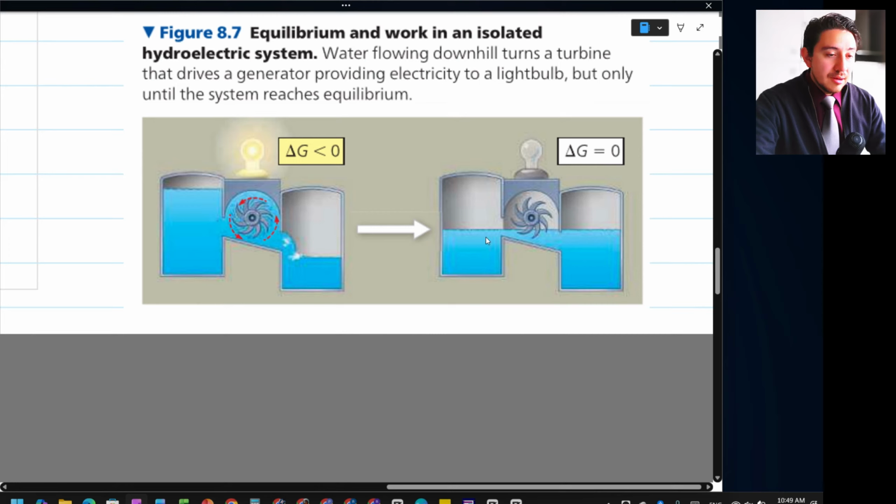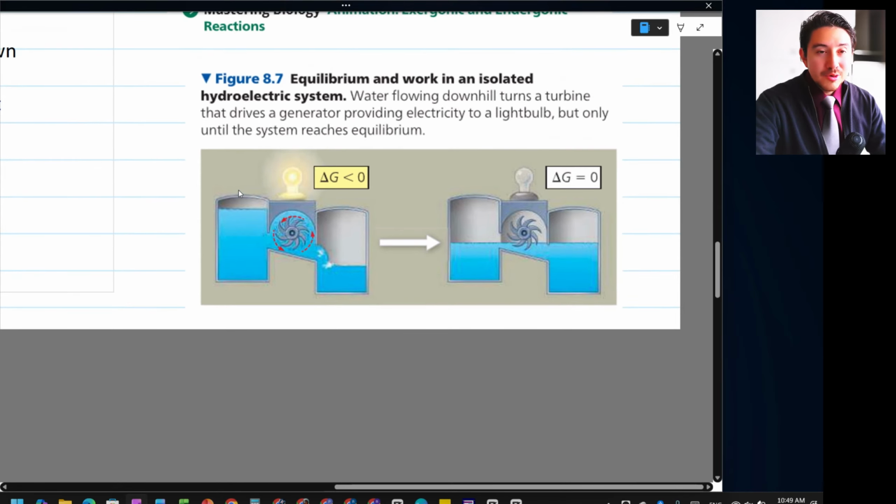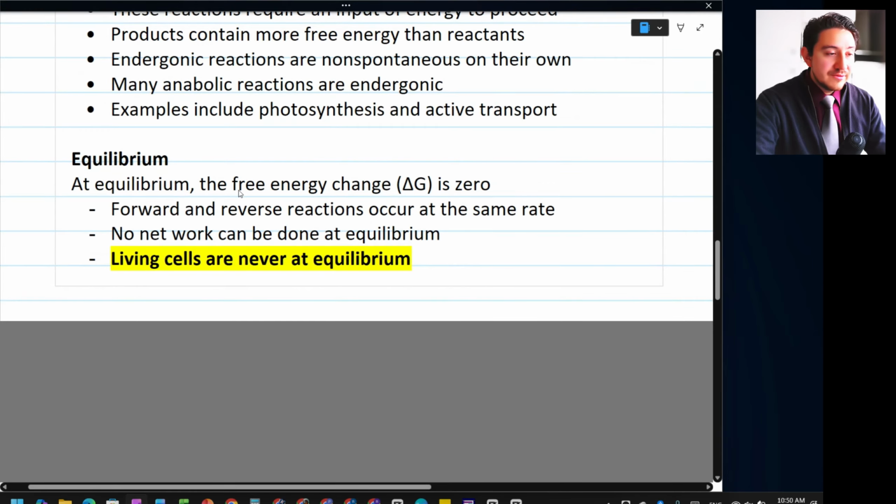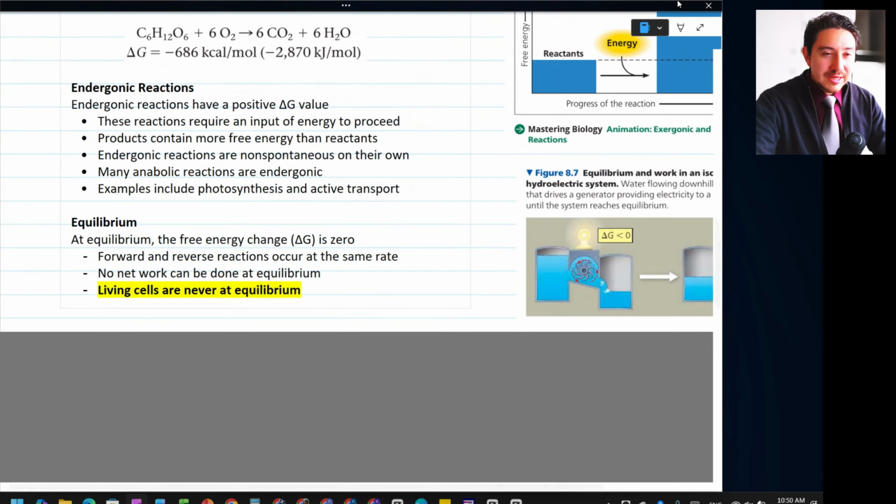Okay. Ultimately, if you don't have any more water in this particular well, then there isn't going to be any movement of the turbine to produce electricity. So in this case, you have equilibrium. Okay, nothing will work anymore. So no more light will be produced, as an analogy to the idea that if cells are in net equilibrium, that's when essentially the cell will die. Okay, it's a very interesting concept.